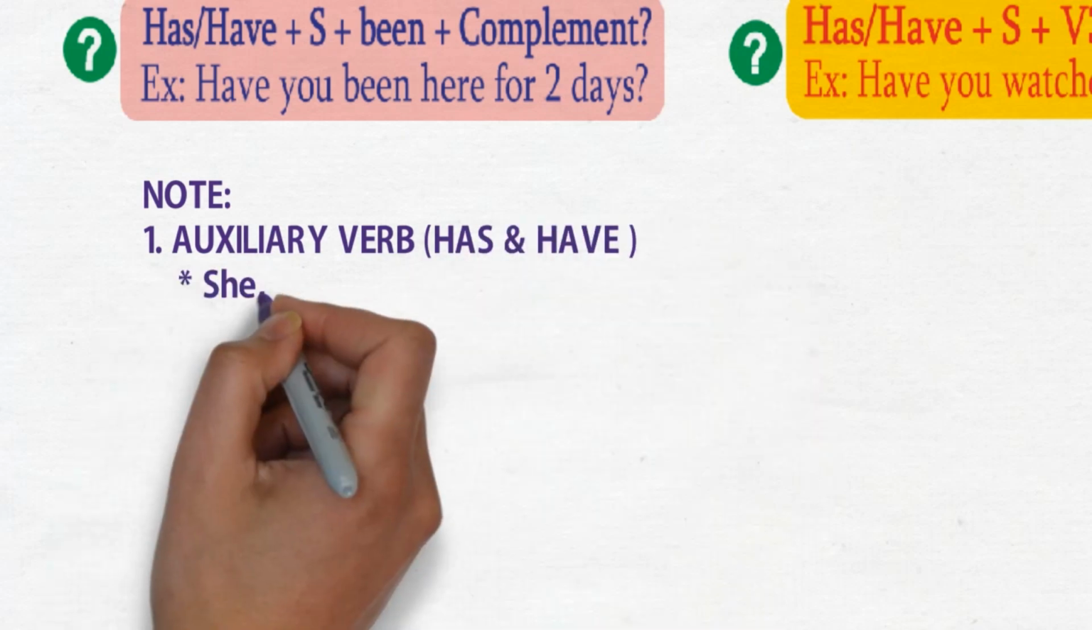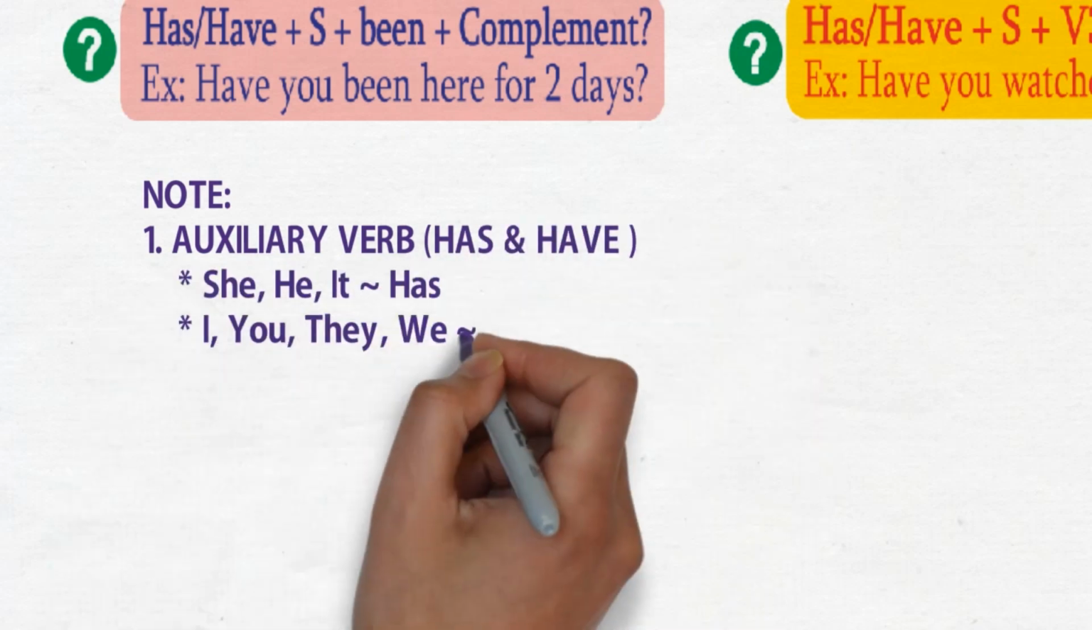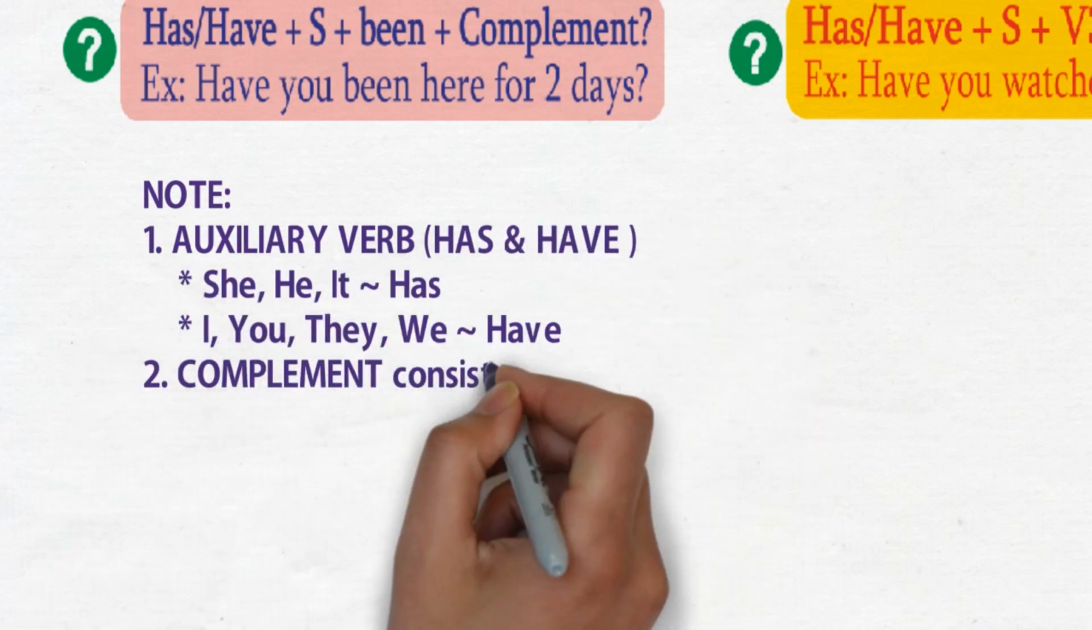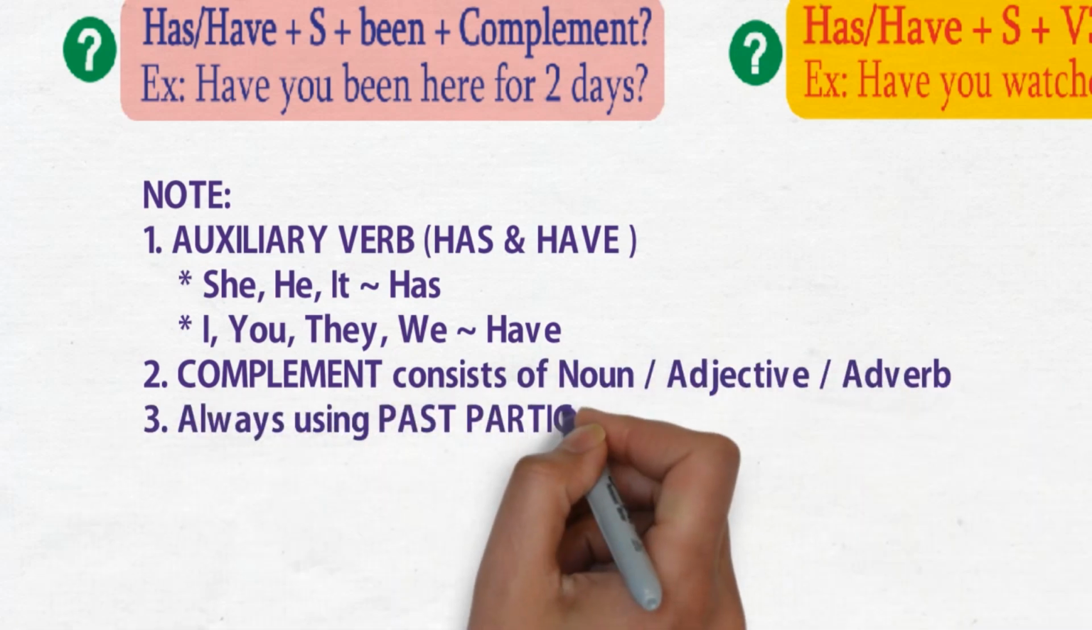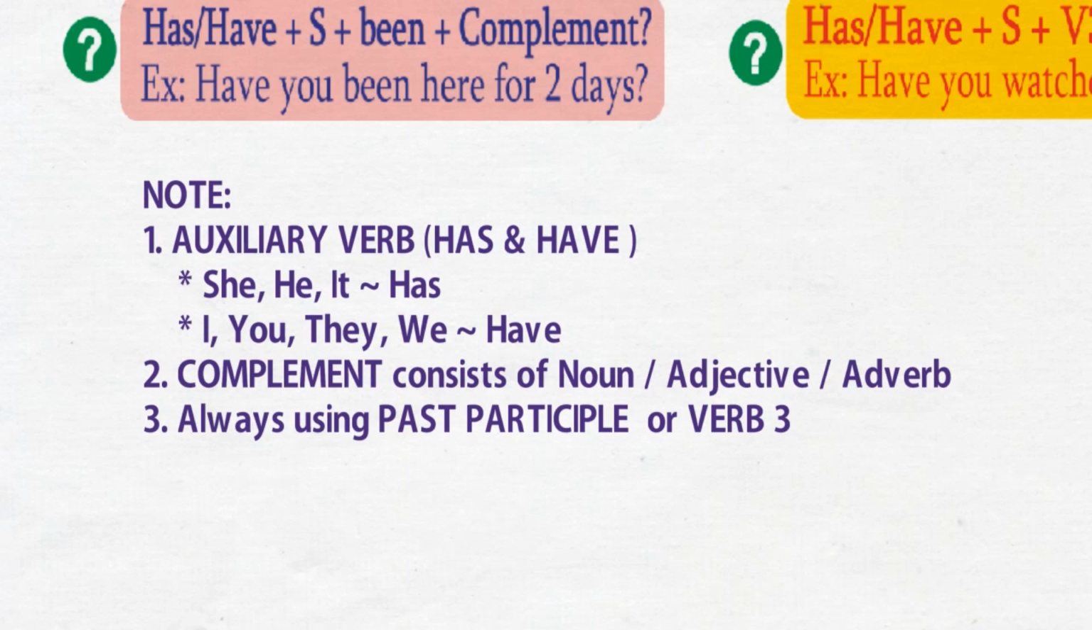As a note, first, the auxiliary verb has and have. Has is for she, he, it. Have is for I, you, they, we. And the second complement consists of a noun or adjective or adverb. And the third always uses the past participle, or verb 3.